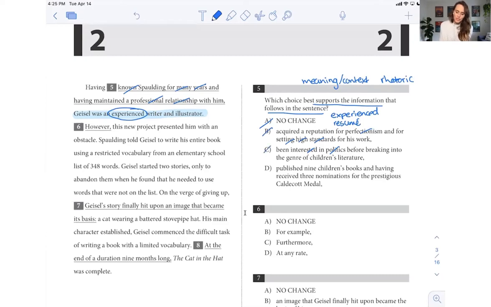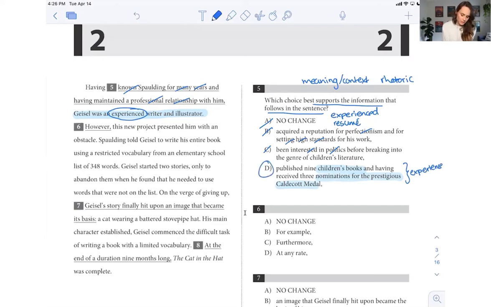And then D, published 9 children's books. So note here our theme that came from the title, that this is about children's education, and having received 3 nominations for the prestigious Caldecott Medal. So here we have his experience. So we can pick D.